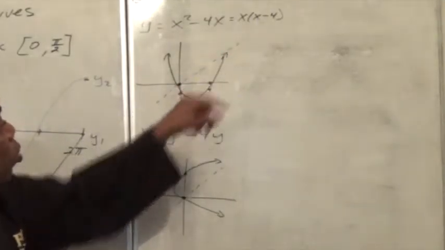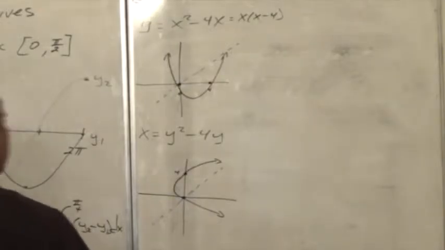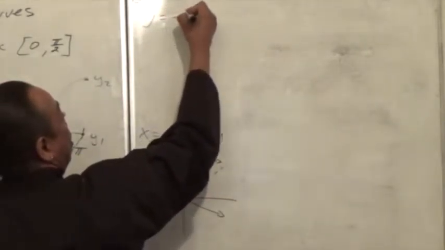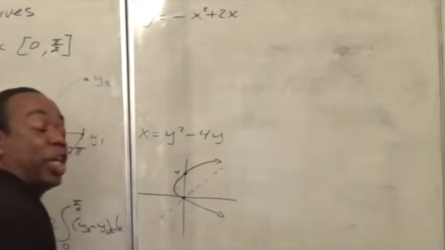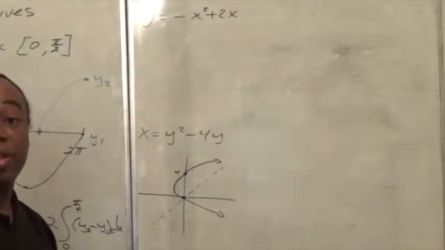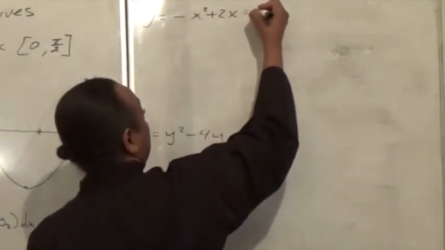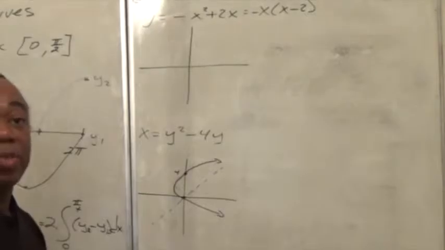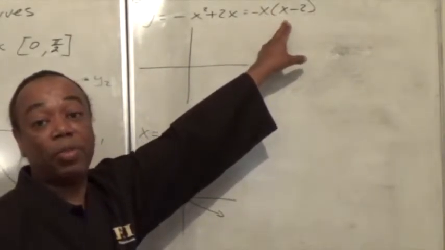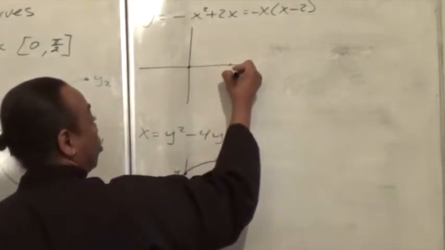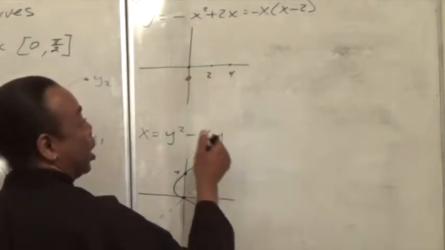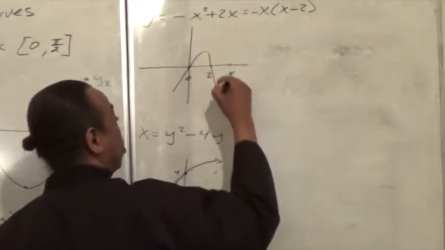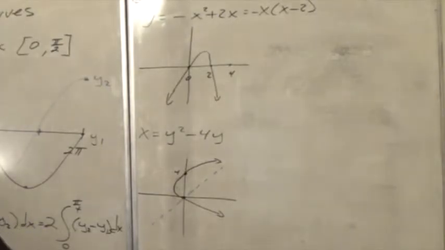Next, we want to graph x equals negative y squared plus 2y. So I exchange my x's and y's and get y equals negative x squared plus 2x. Now I'll factor out a negative x. What this now gives me are x-intercepts of 0 and positive 2. And my graph leads with a negative, therefore it will be upside down.